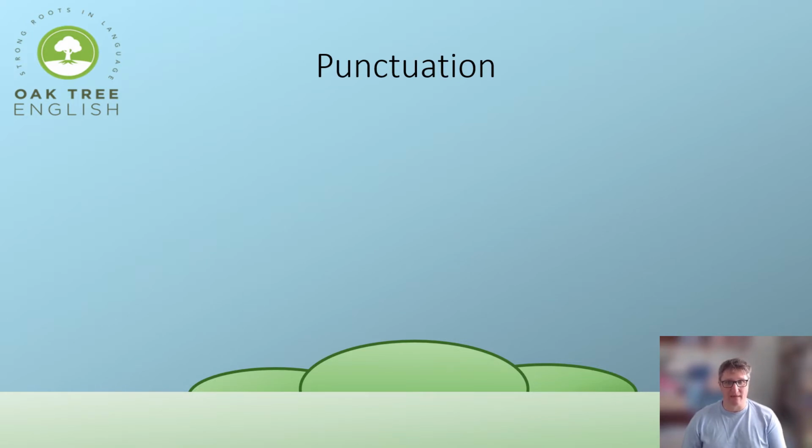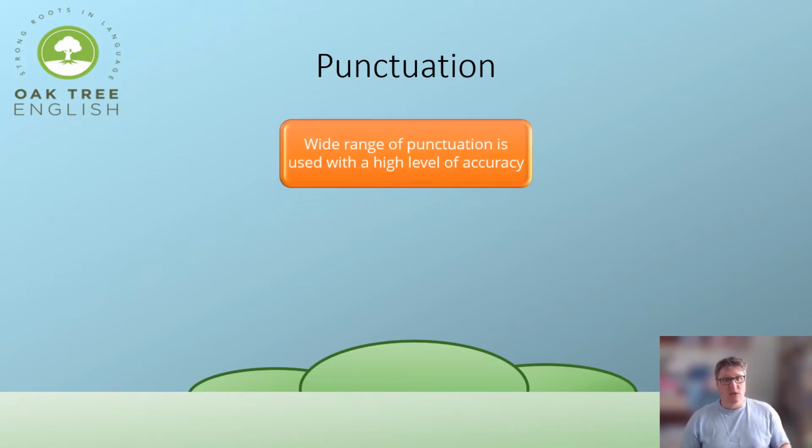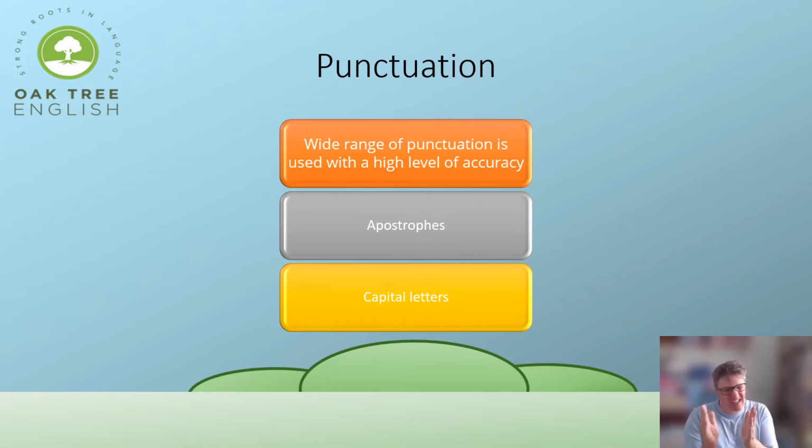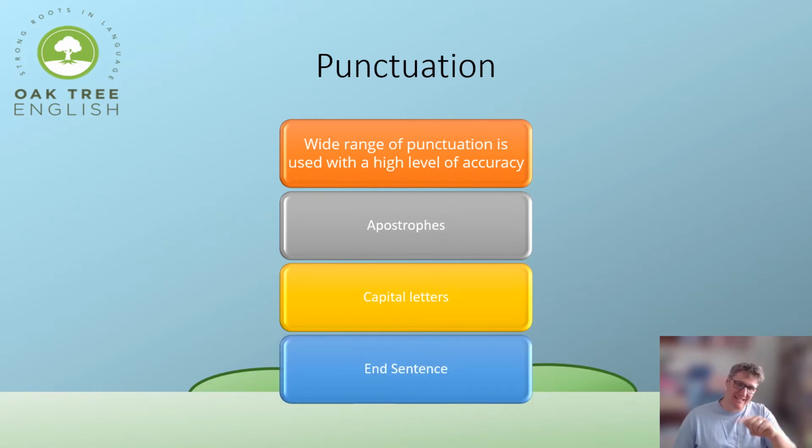Having dealt with spelling, I suspect you are all desperate to move on to punctuation. What is expected of you here? A wide range of punctuation is used with a high level of accuracy. I wondered what this would mean, so we're going to talk about apostrophes, because they often get wrong, and also capital letters, which are not technically punctuation, but we're going to talk about them here as well, and also end sentence punctuation, and we're putting that in this section because we can.